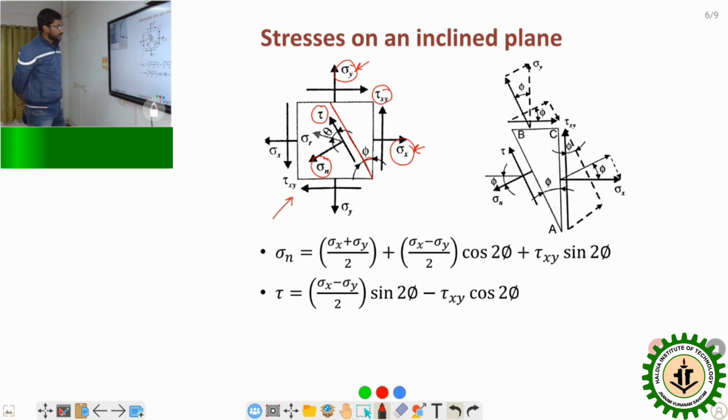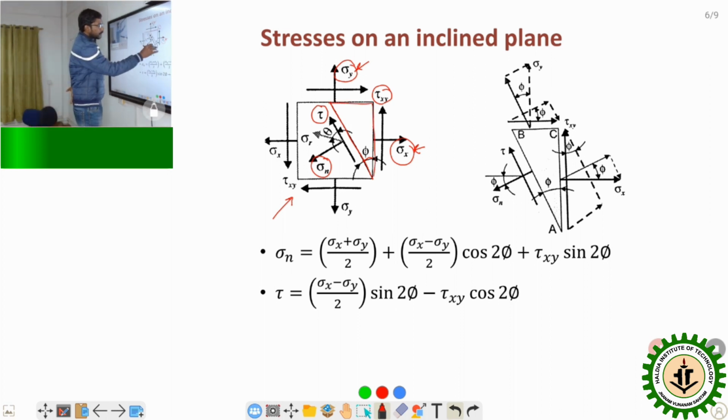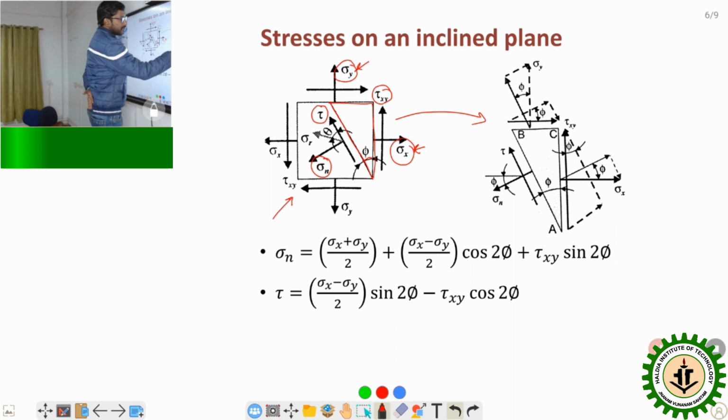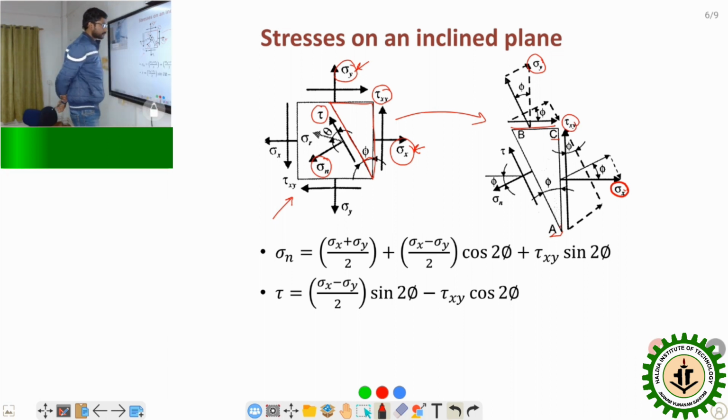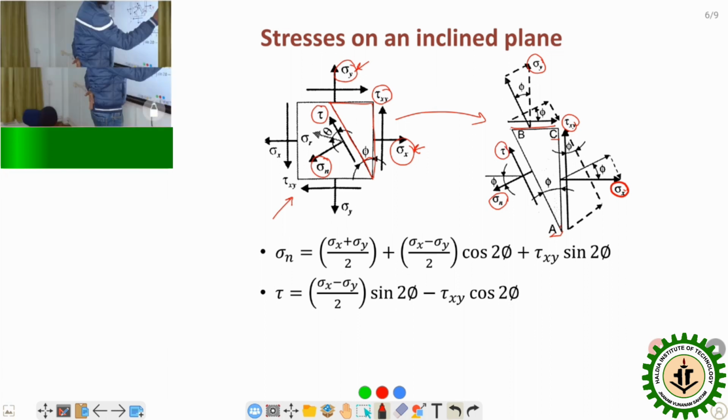For this calculation, we only consider this element. On the AC face, the stress is sigma x, and on the BC face, sigma y, and along the BC plane, the parallel shear stress is tau xy. Similarly, along AC, there is tau xy. In this configuration, our objective is to find sigma n, the normal stress on the inclined plane AB, along with the shear stress tau on the inclined plane AB.